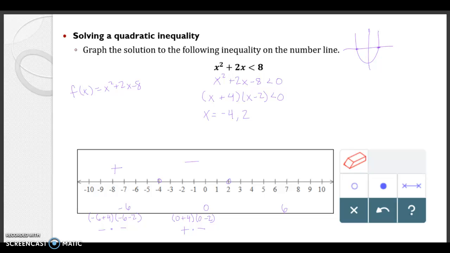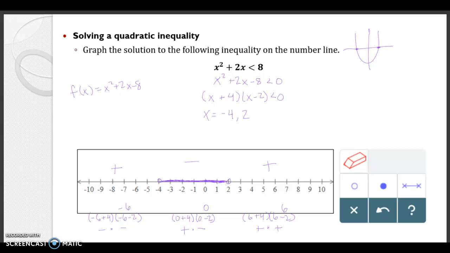So between -4 and 2, I dip below my x-axis. So it actually looks somewhat like this. And I'm going to end up having all of these inputs between x's -4 and 2 will give me a value that is less than 0. If I plug in 6, I'll get 6 plus 4 times 6 minus 2, which is a positive times a positive, which is going to give me overall a positive. So those x values are going to give me outputs above my x-axis.